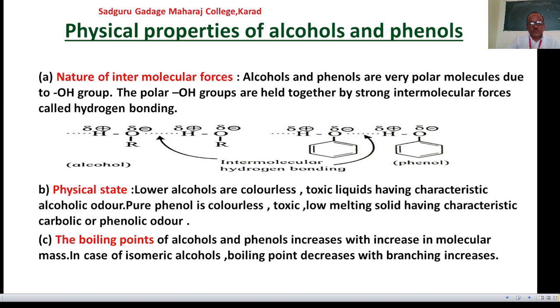But in case of isomeric alcohols, the boiling point decreases as branching increases. For example, if we take N-butyl alcohol, all carbon atoms are in a continuous chain. In case of isobutyl alcohol, there is 1 branch chain. And if we take tertiary butyl alcohol, there are 2 branch chains. Then the boiling point of N-butyl alcohol is higher than isobutyl alcohol, than tertiary butyl alcohol. As branching increases, boiling point decreases.